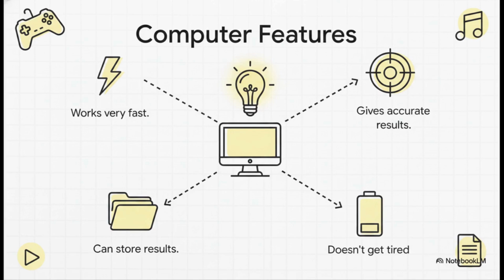Second, it can store massive amounts of results and information and perform many, many different tasks. An oven just heats things up, but a computer, you can do calculations, play video games, listen to music, watch videos, and type letters, literally all on the exact same machine.